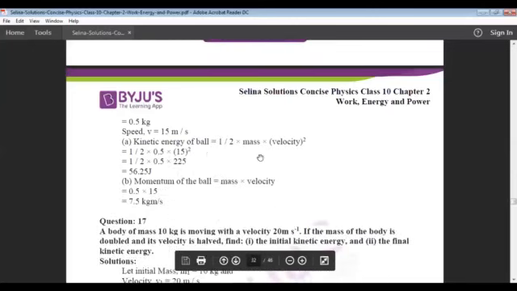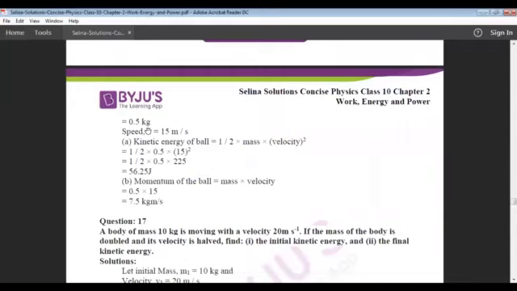So half value of m, mass is in gram, so we need to convert it in kg. So 500 gram will be 0.5 kg, into velocity, which is 15 meter per second. If you substitute the value, you're going to get the kinetic energy of the ball as 56.25 joules. Next, you need to find the momentum of the ball.